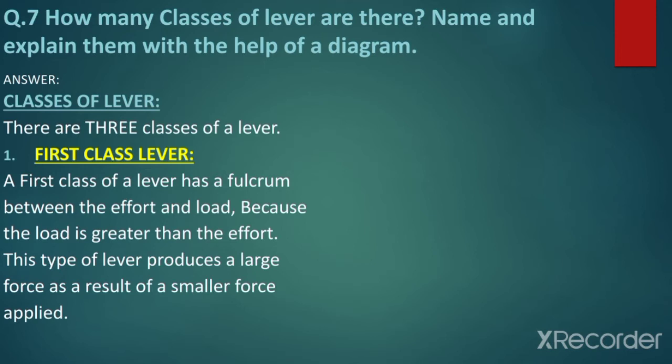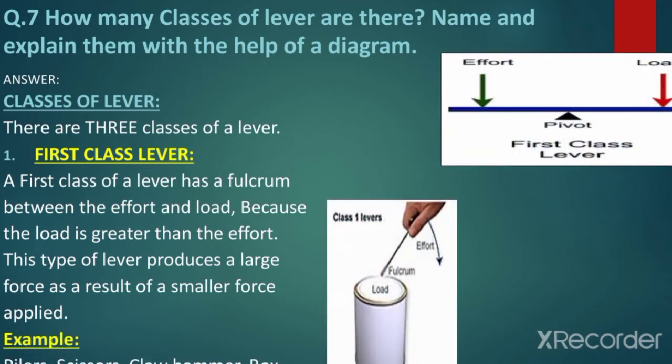A first class lever has the fulcrum between the effort and the load, because the load is greater than the effort. This type of lever produces a large force as a result of a smaller force applied. As you can see in the picture, the fulcrum is between effort and load. Examples: pliers, scissors, claw hammer, box opener, and many more. Okay, let's move towards the second class of lever.